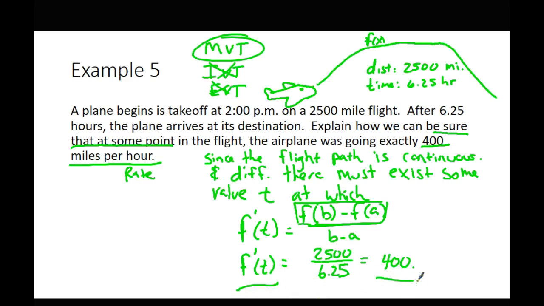And that's what the question was asking. It said, how can we be sure that at some point in the flight, the airplane was going exactly 400 miles per hour? Well, we can be sure of that because it's continuous and differentiable, and therefore the mean value theorem guarantees that the instantaneous rate of change at some point in time in that flight had to equal the average rate of change of that flight. So there you go. That's your one word problem application there.